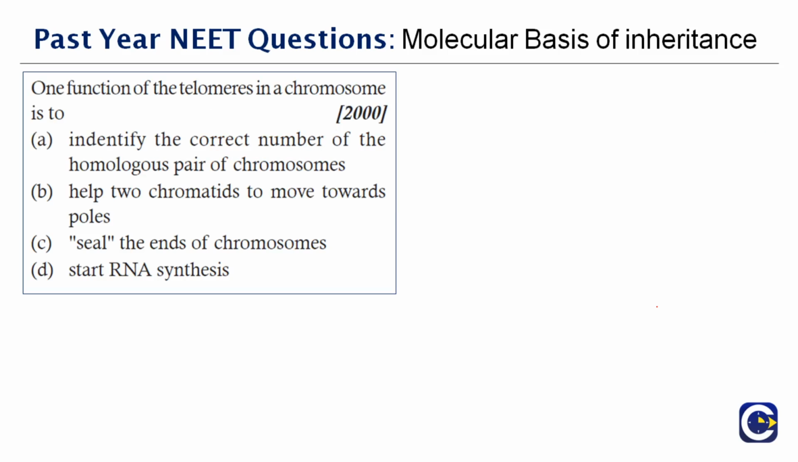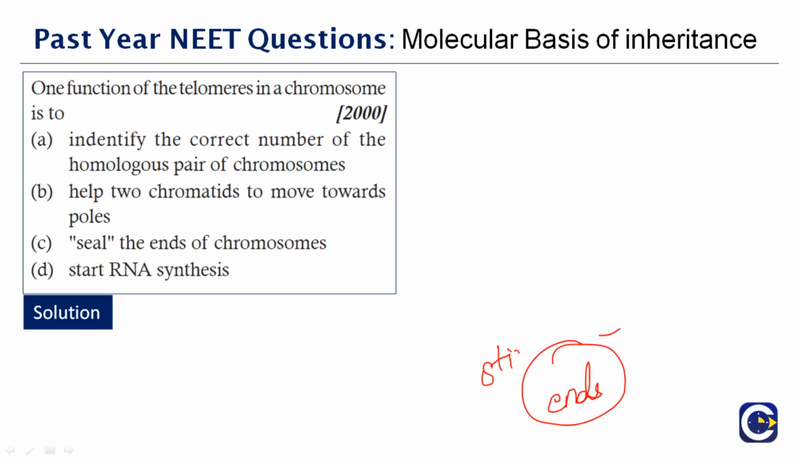Next question, one function of telomeres in a chromosome is to dash. So what did we see in part 3? We said that telomeres are repetitive units of nucleotides. If you see telomeres, they occur at the ends, right? And they are sticky in nature. They are in the terminal ends, sticky in nature, and rich in adenine. Now you should be able to answer. Since they are present at the ends, they seal the ends of the chromosome. Sealing the ends of the chromosome is a function of this.